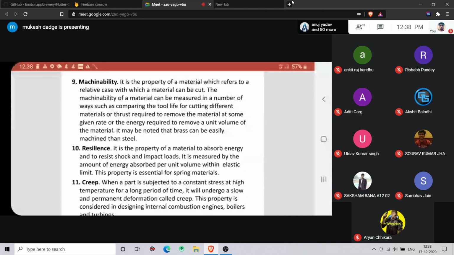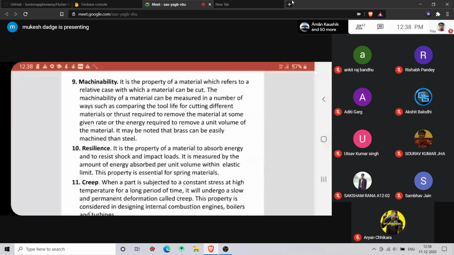तो मशीनेबिलिटी कैसे चेक की जाती है, राइट? एक तो टूल लाइफ है, राइट? टूल की लाइफ कितनी देर तक चलेगी, राइट? और थ्रस्ट रिक्वायर्ड टू रिमूव द मटेरियल एट सम गिवन रेट और एनर्जी रिक्वायर्ड टू रिमूव द यूनिट वॉल्यूम ऑफ मटेरियल. तो कितना एनर्जी लगता है, कितना लोड लगता है, उसका लाइफ कितना है, राइट? ये तीन फैक्टर्स पे आप मशीनेबिलिटी काउंट कर सकते हैं.